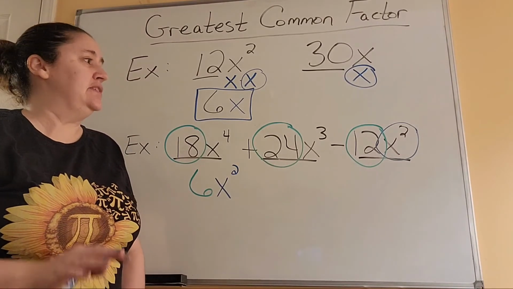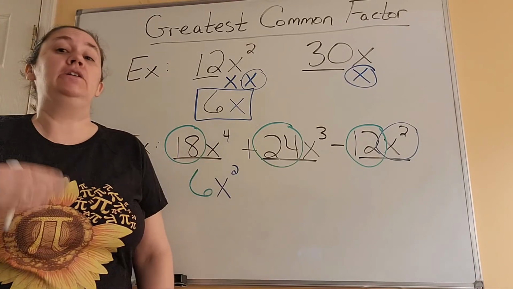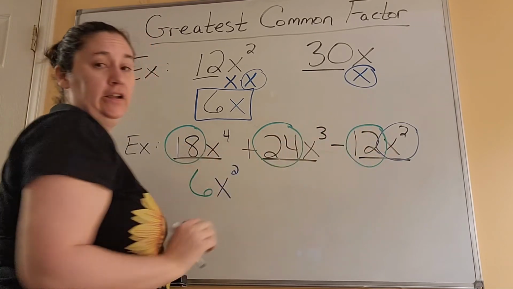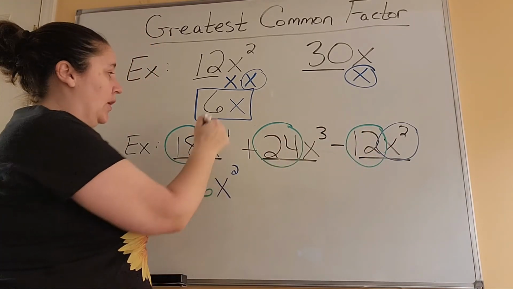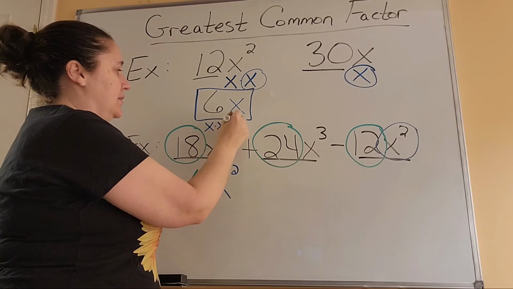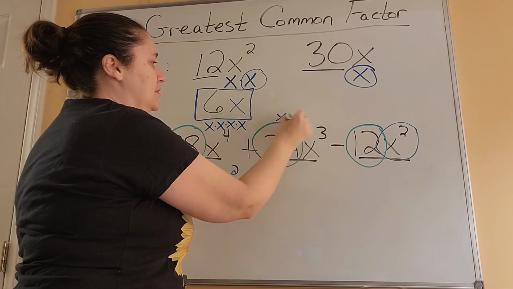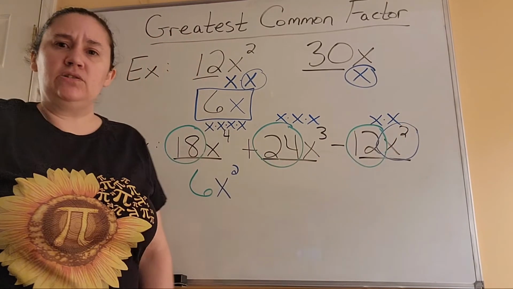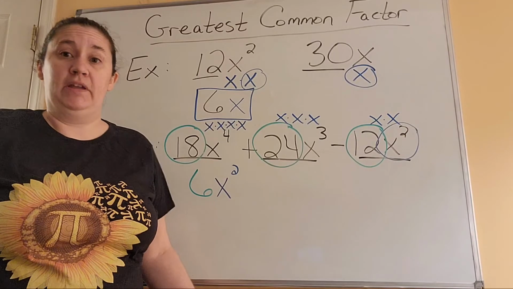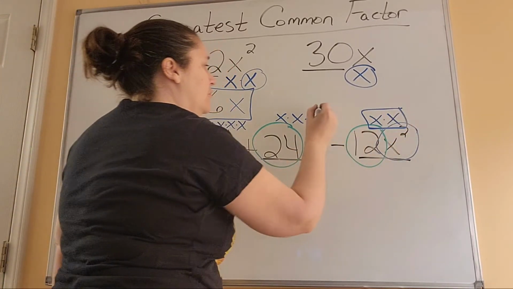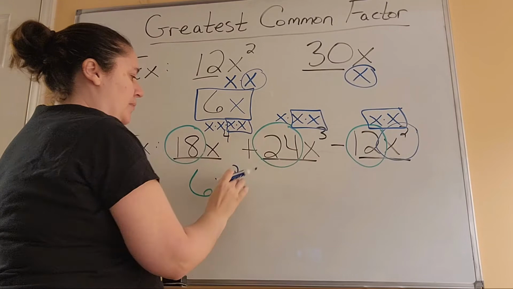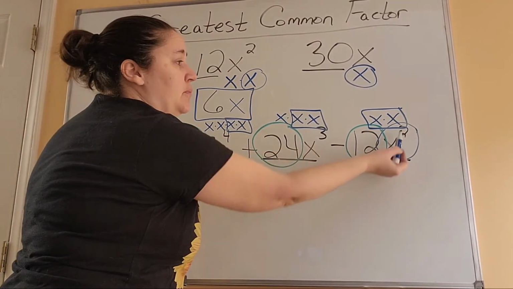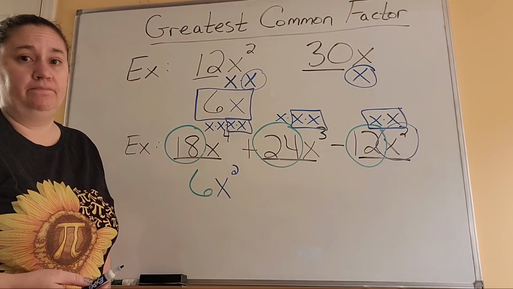Greatest common factor means it's something that all three terms have in common. So you're looking for how many x's do these three things have in common. This has 4 x's: x, x, x, x. This has 3 x's. And this has 2 x's. How many x's do the three of those things have in common? They each have 2 x's in common. That's why it's x squared. That's why you write down the variable with the smallest exponent.